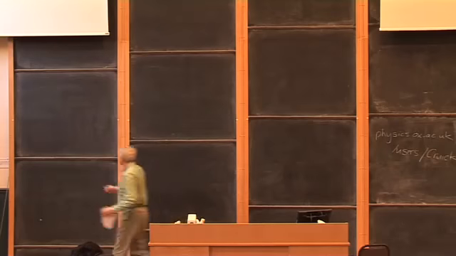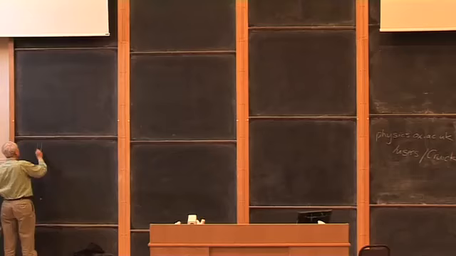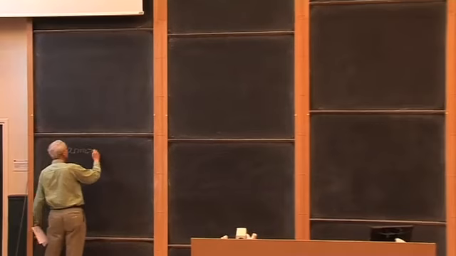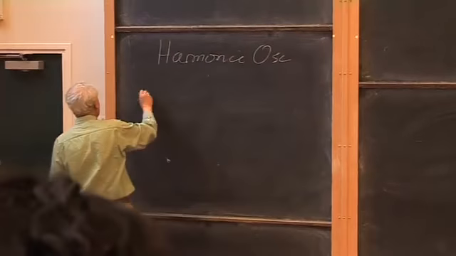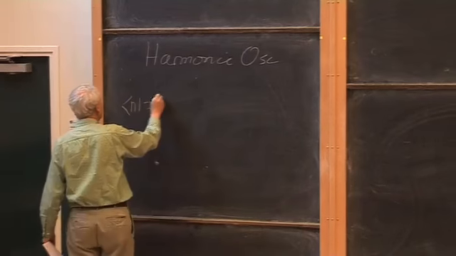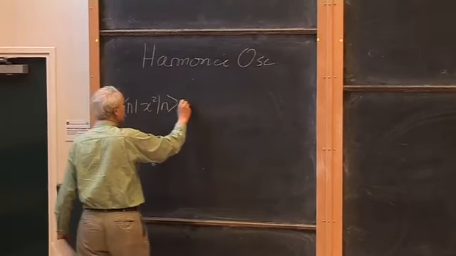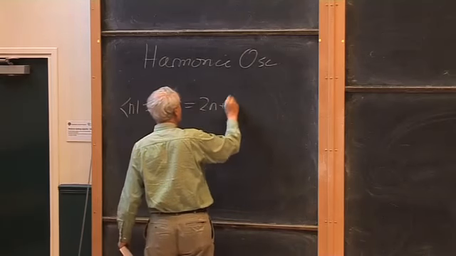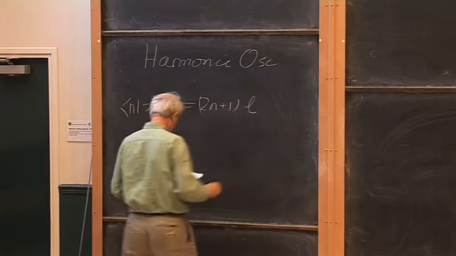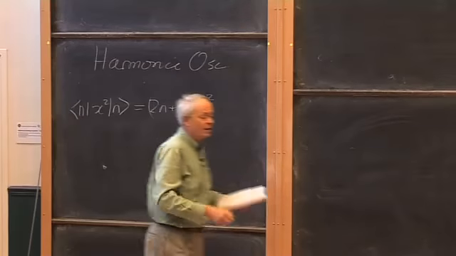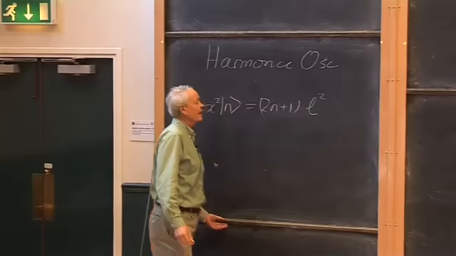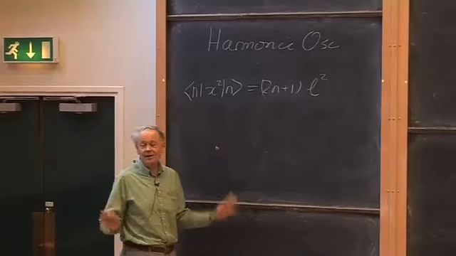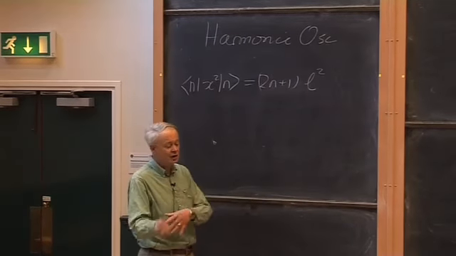Yes, where we had arrived with the harmonic oscillator yesterday was we had established that the expectation value of x squared in the nth excited state was (2n+1) L squared. Yes, of course, obviously on dimensional grounds. Yes, that's correct. And I said the next item on the agenda would be to connect that back to classical physics. Always a valuable exercise because it tells you something about quantum mechanics. It checks your results.